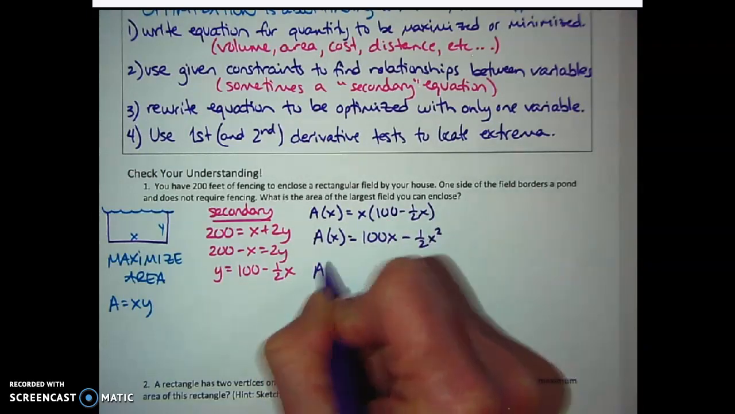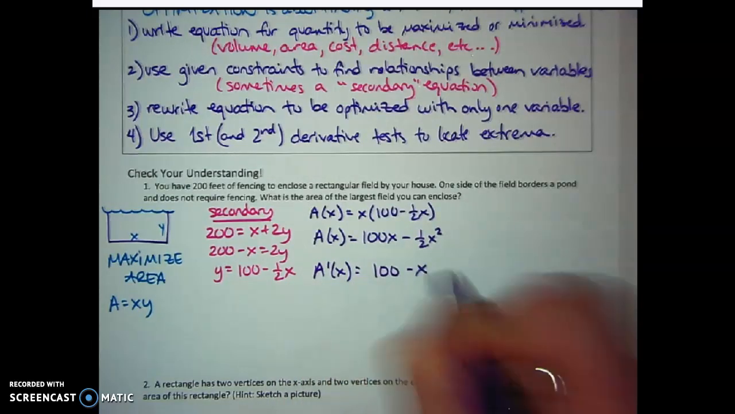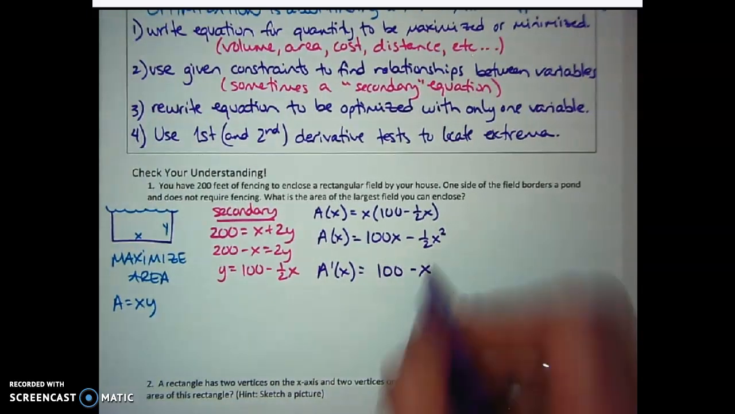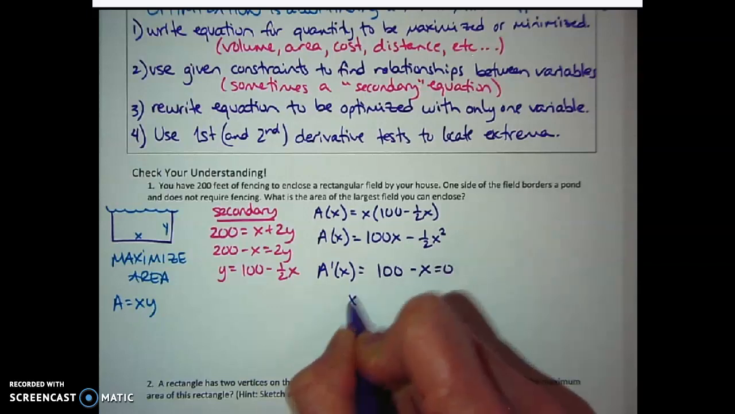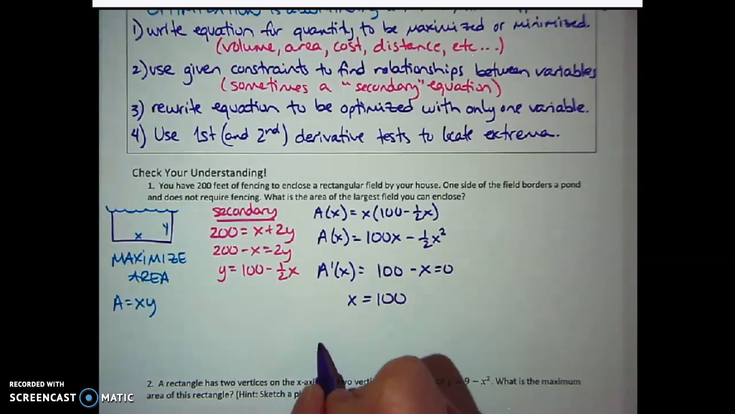And now when I find my derivative with respect to x, I get 100 minus x. Setting this equal to 0, I can very easily find that my critical value is 100. So now I need to determine, does that in fact give me a maximum area?